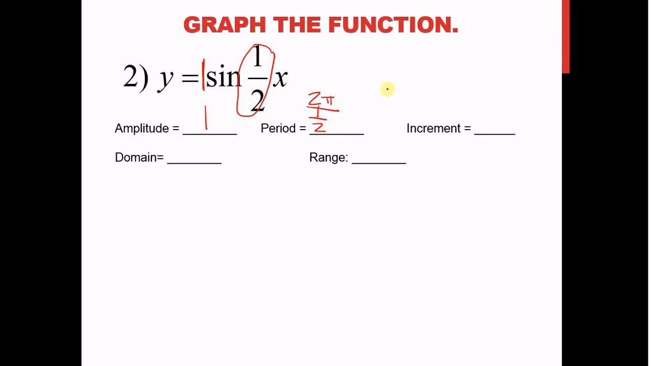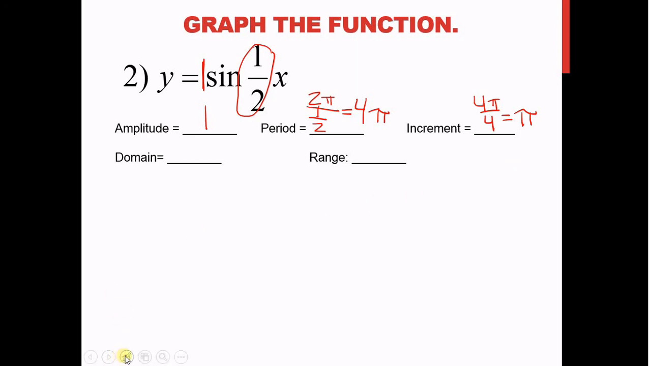So 2 pi divided by 1/2. If you type that in your calculator, just go 2 divided by 1/2. You will get 4. So that pi is just going to come along. It's going to be 4 pi for my period. So basically, I'm going to double my period. Increment is I'm going to go 4 pi divided by 4. So my increment is going to be in pi's.